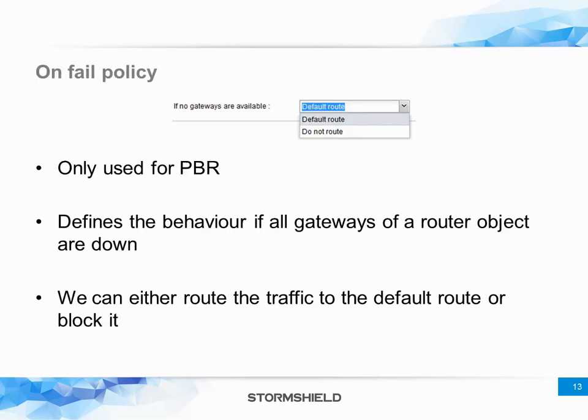The last option in this form will only be used for policy-based routing. It defines the behavior if all the gateways become unavailable. You have two options here. Either you route the traffic through the default routing policy, or you choose to stop routing the packet until at least one gateway is back online.